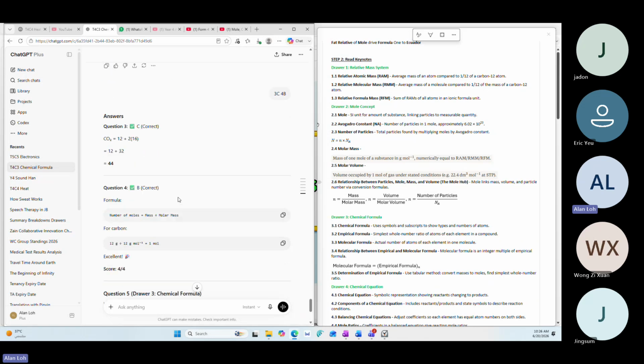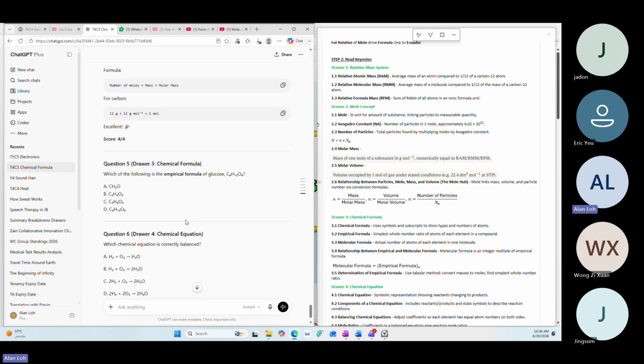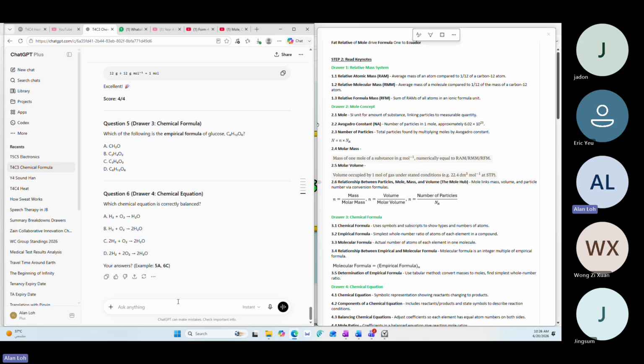Then for question number 4, number of moles is equivalent to mass divided by molar mass. So we have 12 grams divided by 12 molar mass, equivalent to 1 mole. All right. Okay, now next.